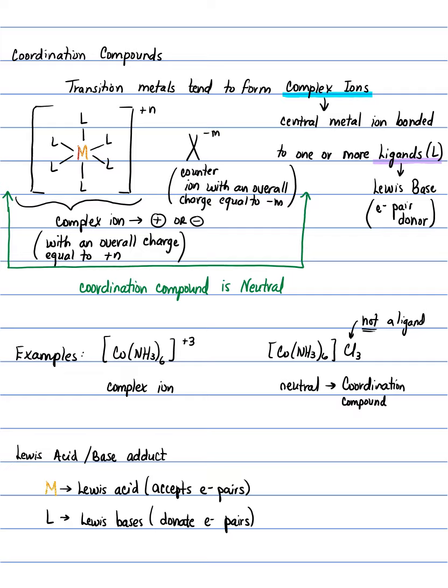If the ligands are Lewis bases because they're donating electron pairs, the electron deficient metal is considered a Lewis acid because it's accepting the electron pairs that the Lewis bases are donating. The bond between the metal, the Lewis acid, and the ligand, the Lewis base, is a coordinate covalent bond. A coordinate covalent bond is a bond where both electrons are coming from the same substance.